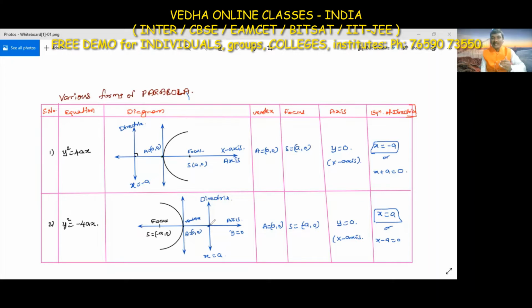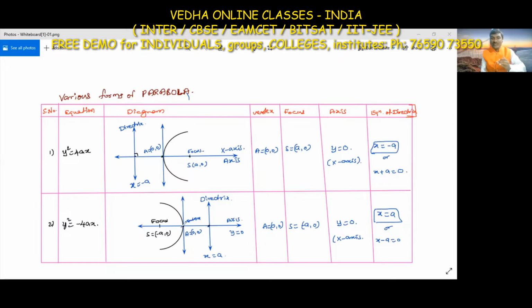And the directrix, with the same distance, is on the right side from the vertex. Left side a units, right side a units. So x equals a, or x minus a equals 0, is the directrix, and the axis is the x-axis only, that is y equals 0.